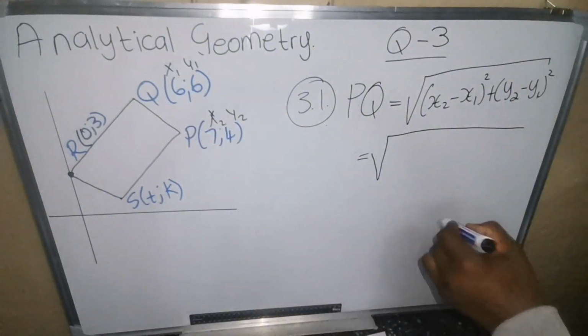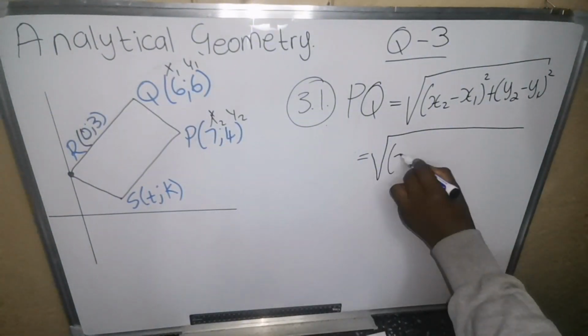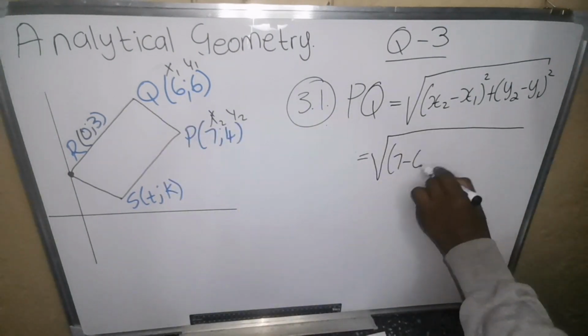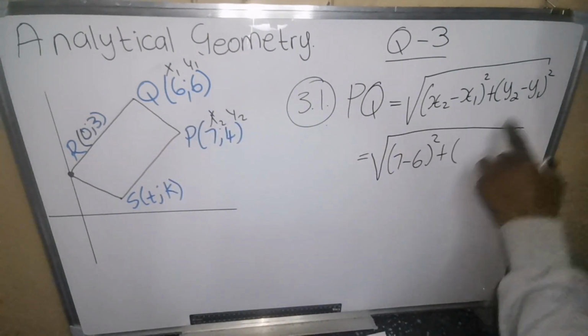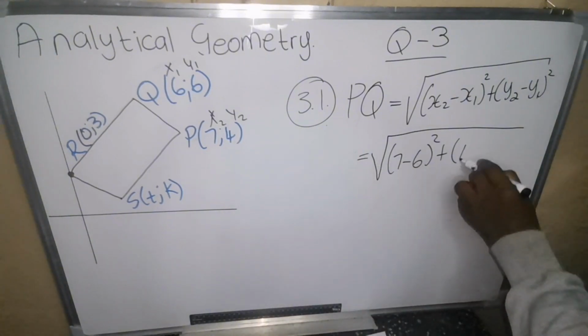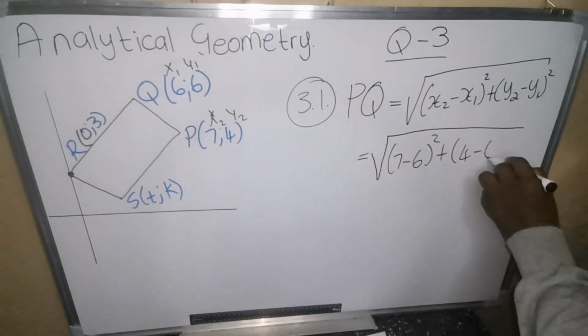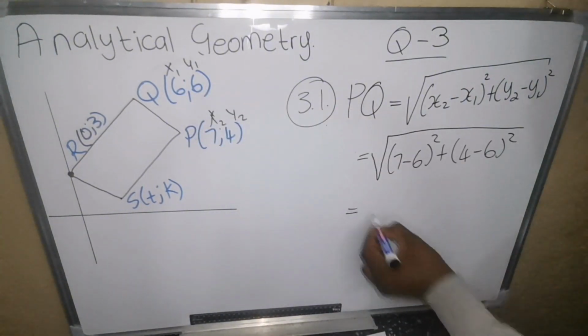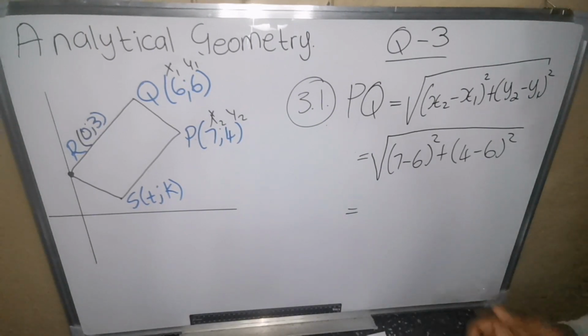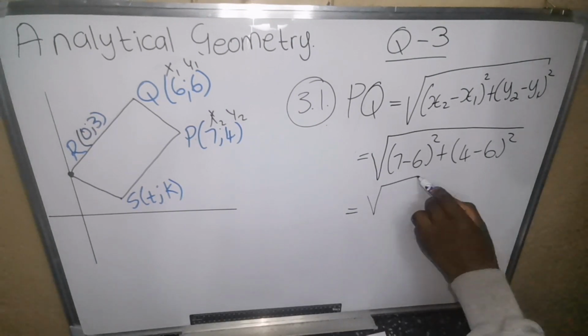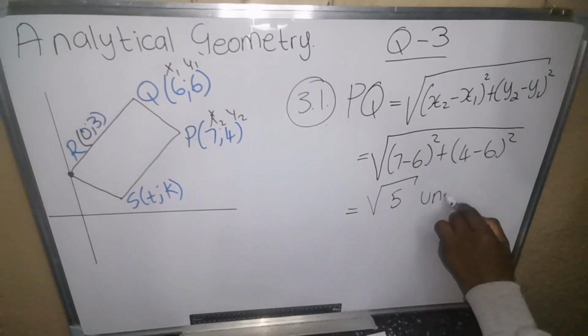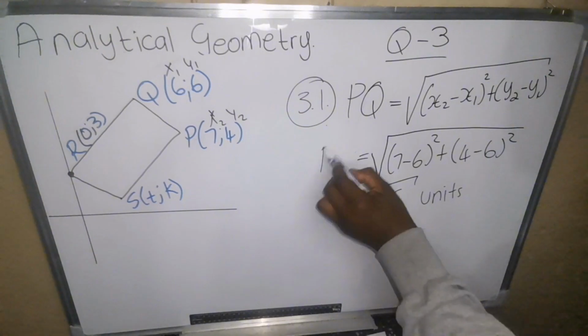And here x2 is 7, x1 is 6, squared, plus y2 is 4, y1 is 6. Then close the bracket, you introduce the square root sign and your calculator. The answer there is the square root of 5 units. This is the length for PQ.